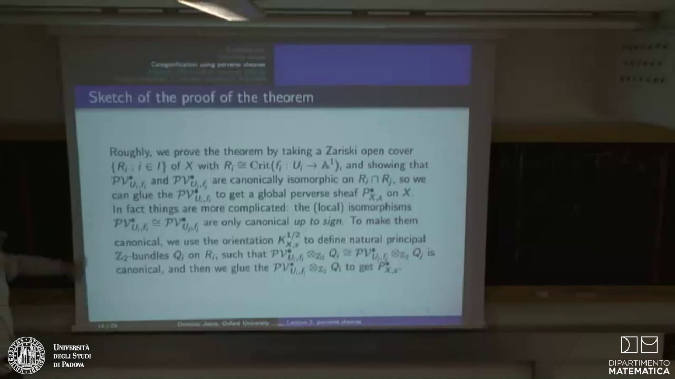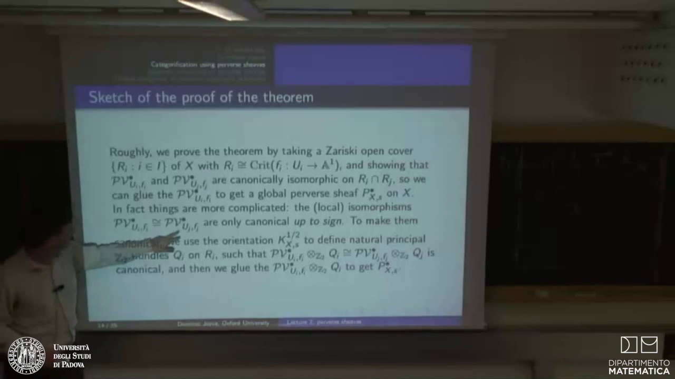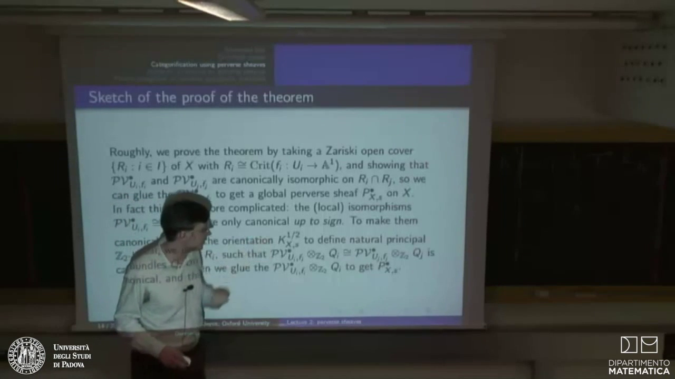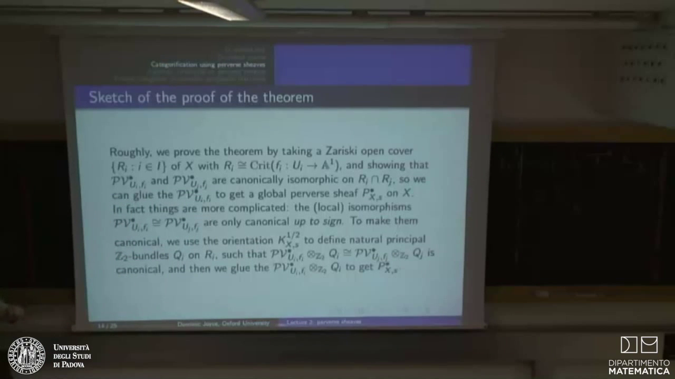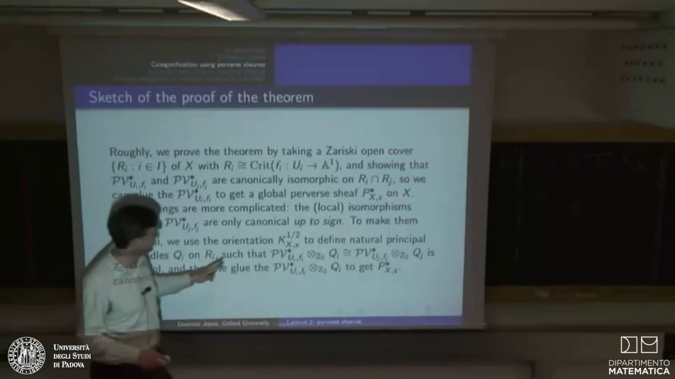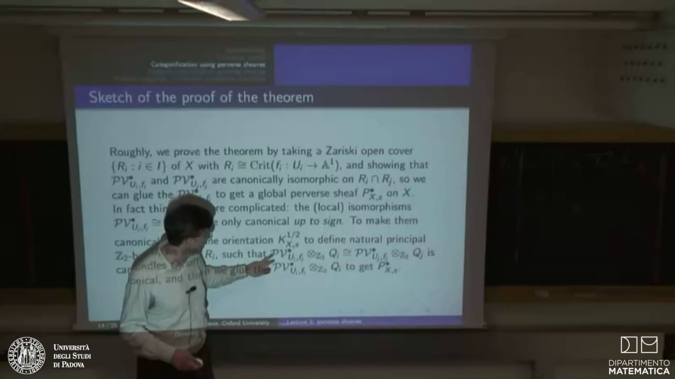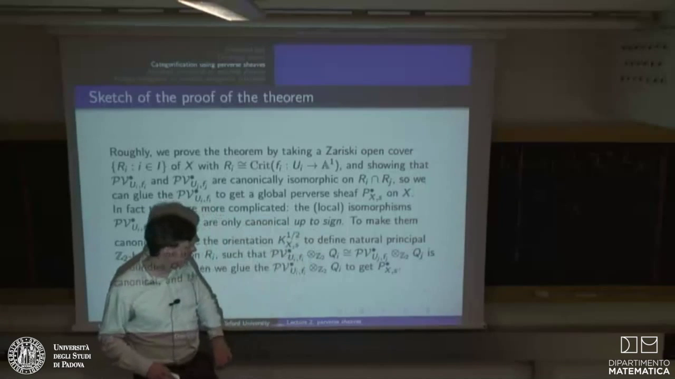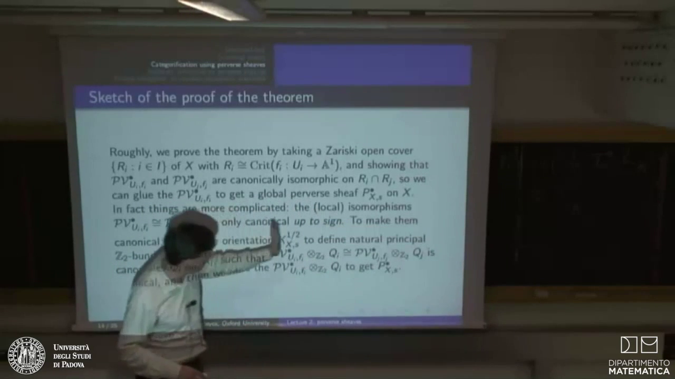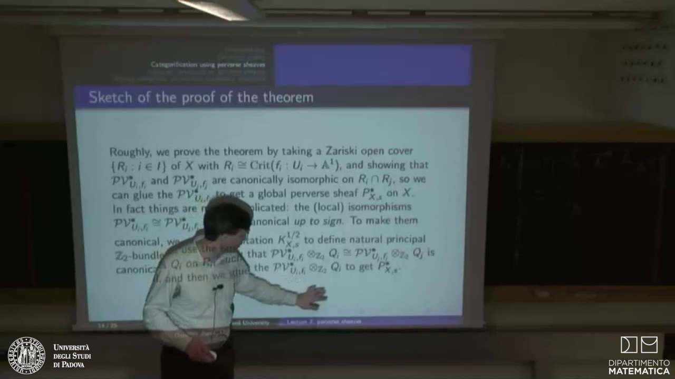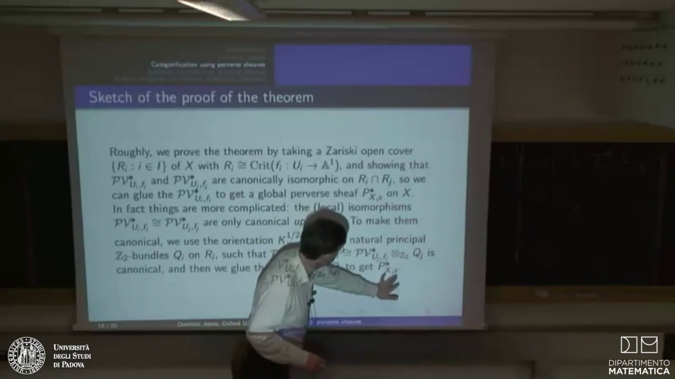So in fact, things are a bit more complicated than this. It turns out that there are local isomorphisms between these two sheaves, but they're only natural up to sign. So to make them really canonical, we have to use the orientation, K_X,S to the halves, to define certain natural principal Z_2 bundles, Q_i, on each open set R_i, so that when you twist the perverse sheaf of vanishing cycles PV of U_i, f_i with this principal Z_2 bundle Q_i, the i version becomes naturally isomorphic to the j version with no sign ambiguity. And then we glue these perverse sheaves of vanishing cycles twisted by principal Z_2 bundles to get our sheaf here.